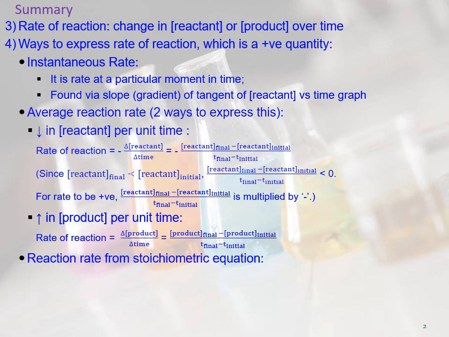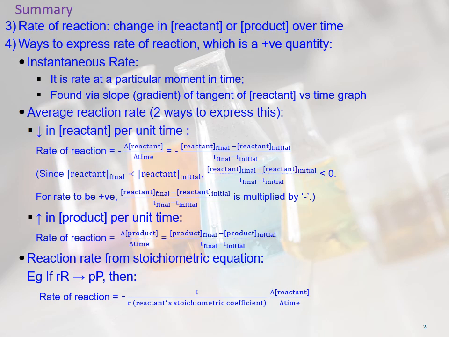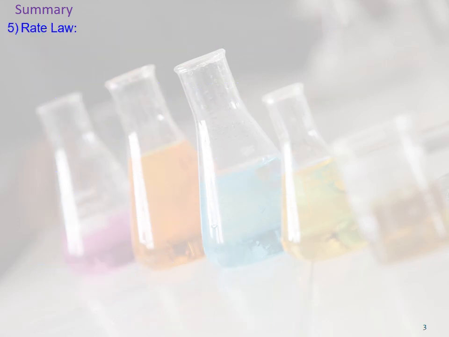Reaction rate from a balanced or stoichiometric equation. For example, if r moles of reactant R gives p moles of product P, then the rate of reaction is the negative of the reciprocal of the reactant's stoichiometric coefficient times change in reactant concentration over change in time, which is also equal to the reciprocal of the product's stoichiometric coefficient times the change in product concentration over change in time.